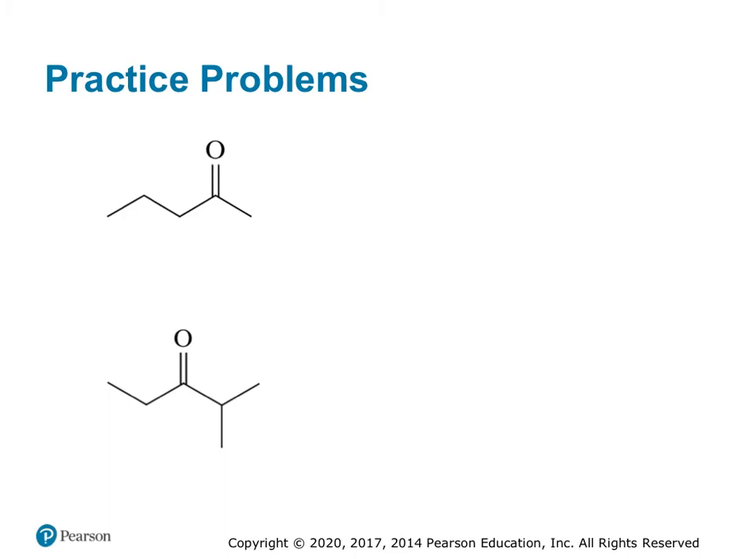So looking at the first one, it's a pretty simple ketone. We can give its common name. So looking at the common name, I see on this side is a methyl group, 1 carbon. And here I have 1, 2, 3 carbons on the other side. So that's a propyl group. So alphabetically, methyl comes before propyl. So we would call that methyl propyl ketone.